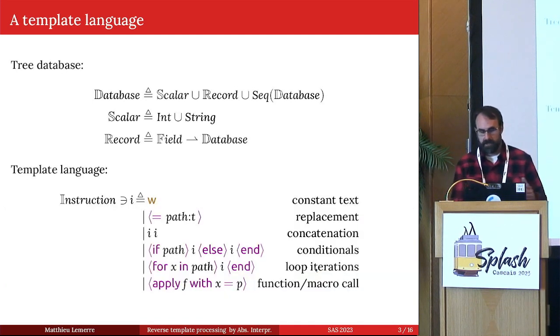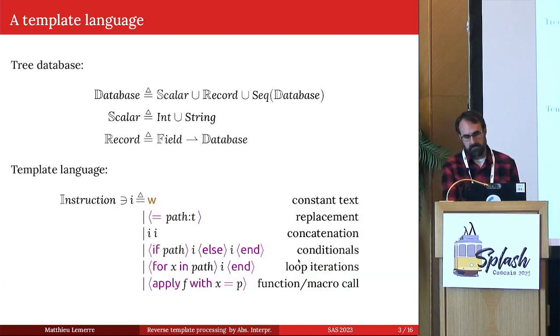And we have different instructions. These are the instructions that we handle: constant text, replacement. Basically, a path refers to somewhere in the tree. So in the tree database, we have a path which refers to some data, and we output the data. We can concatenate instructions. We have conditions, we have loop iterations, and we can also call sub-templates.